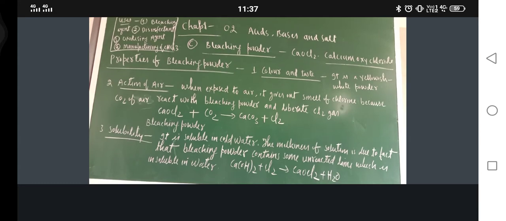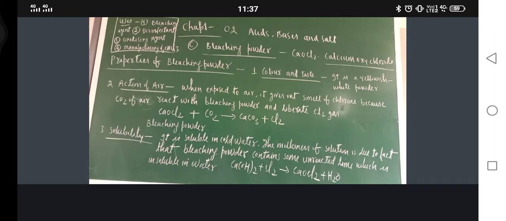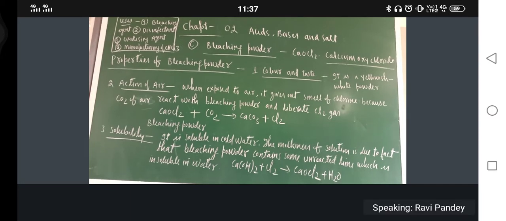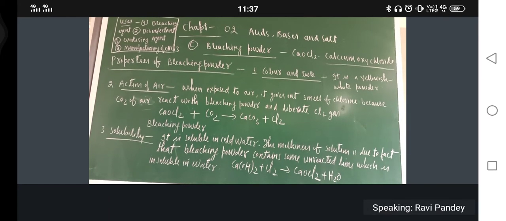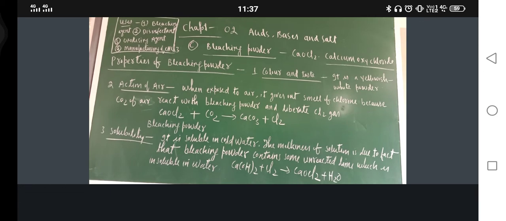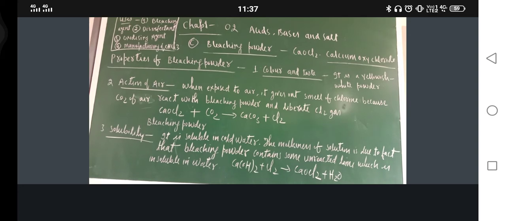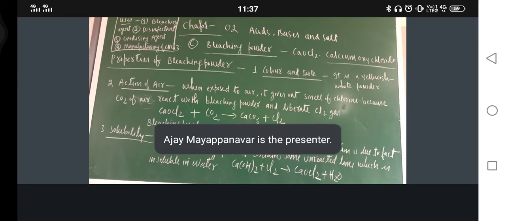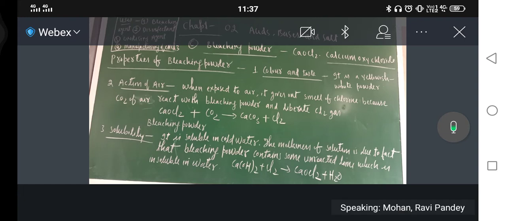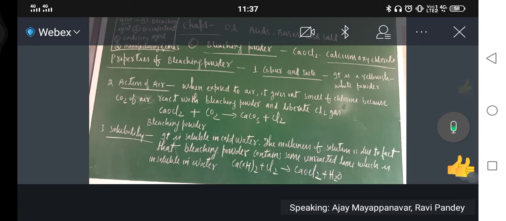Okay. And now just see. Now I am applying the collar mic and will go toward the blackboard. Please keep on indicating whether I am audible and visible to you or not. Okay. So just see here. Properties of bleaching powder. First one is, yes, am I audible and visible? Hello? Okay. So just see.